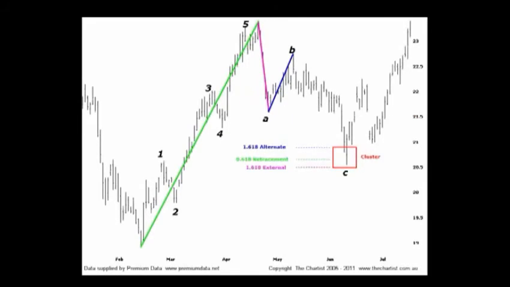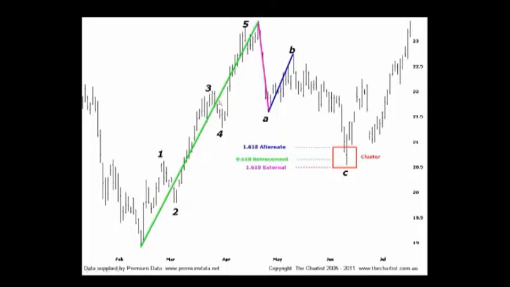So let's have a look here. We've got a 5-wave impulse off these February lows. 1, 2, 3, 4, 5. Up we go. Impulse to an A, up to a B. Now at this point right here we want to start asking the question, where will wave C terminate? So what I've done is I've color coded everything here.